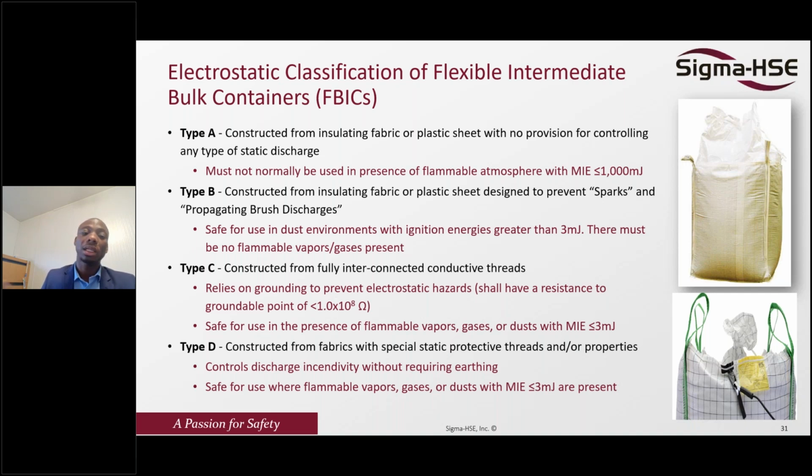What about type B? Type B is also constructed with insulated plastic or fabric sheet design, and this has some ways to prevent spark discharge and also propagating brush discharge. However, this also has some limitations. If the ignition energy of the material is less than 3, then don't use type B because of this limitation. And it should never be used in a flammable atmosphere, in areas where you handle flammable solvent or gas.